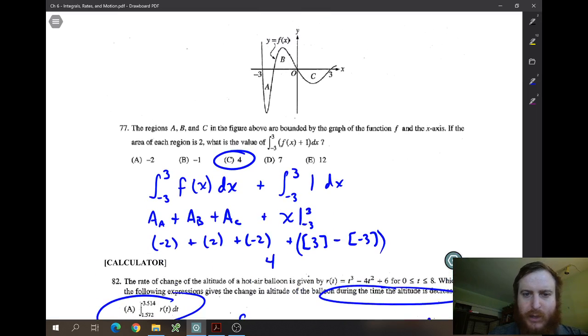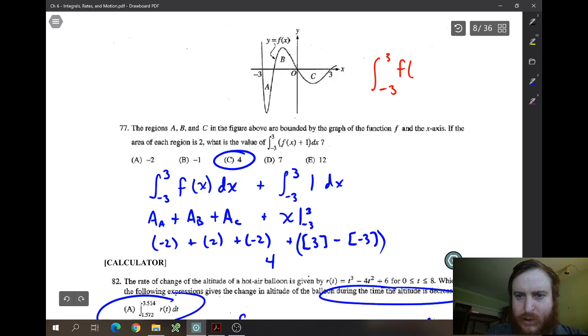All right, in this case, we're given this graph. We're asked what is the value of the integral from negative 3 to 3 of f of x plus 1. And we are told that the area of each of those sections, A, B, and C, are each equal to 2. Anytime you have something like the integral from negative 3 to 3 of f of x plus 1 dx, like plus a number, you always want to split it into two integrals.